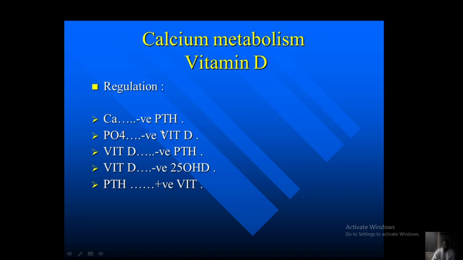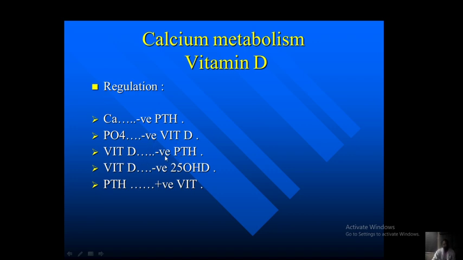An important point I forgot to tell you: calcitriol is 1,25 dihydroxy vitamin D. When the level of this calcitriol is increased in the plasma, it will give a negative feedback to the PTH. So this will inhibit the secretion of PTH from the parathyroid gland. The same thing happens when the level of calcium and the level of phosphorus increase; this will directly inhibit these two hormones.